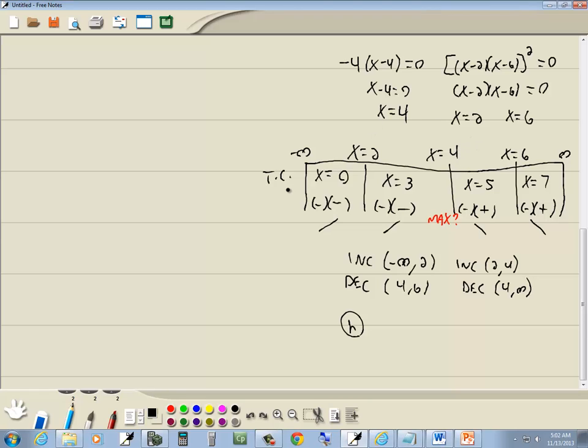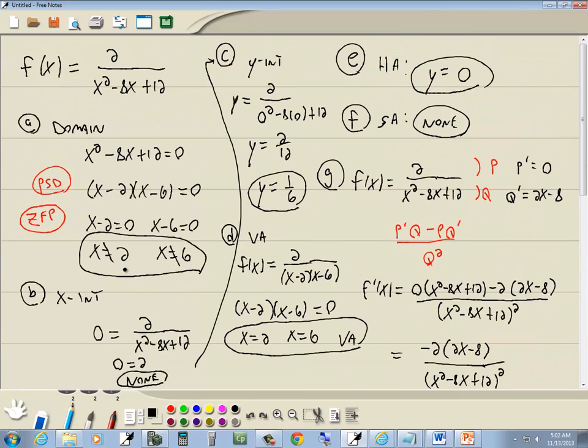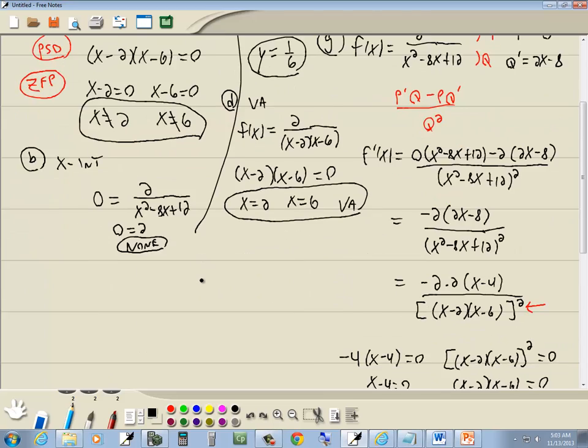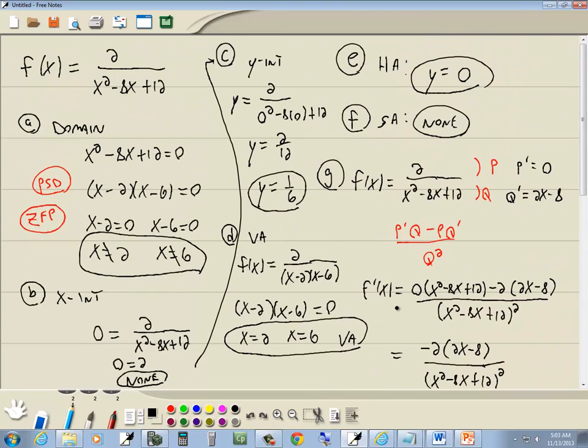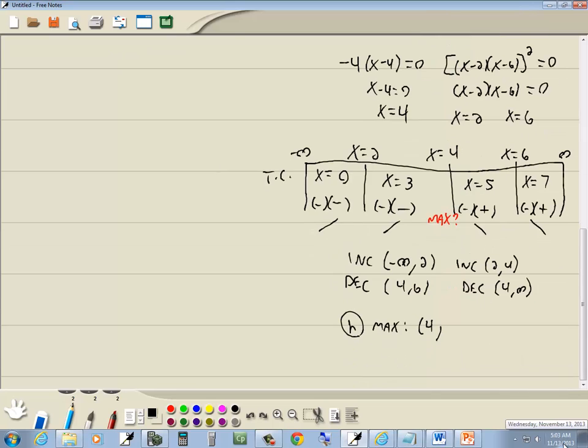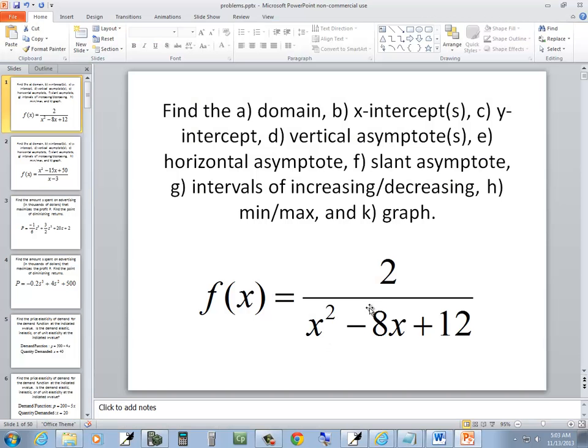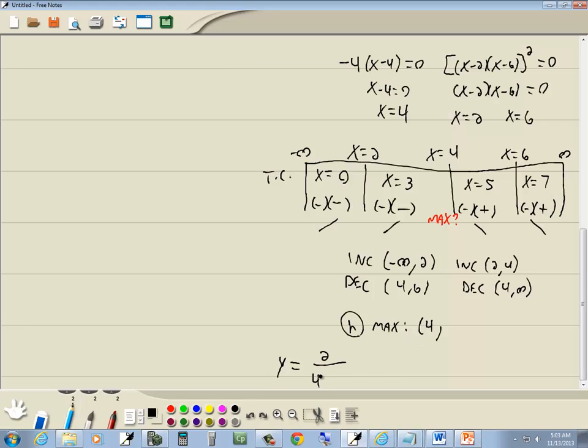So let's go up here, see what our domain is. We said our domain is x cannot be 2, x cannot be 6. Well, it exists at 4, which means we actually do have a max there. So we're going to take that 4, plug it into our original function. That'll give us our y part. And I'll do it down here, I guess. Y equals 2 over x squared, so 4 squared, minus 8 times 4, plus 12.